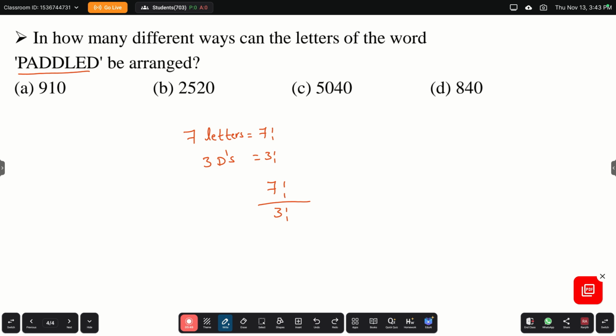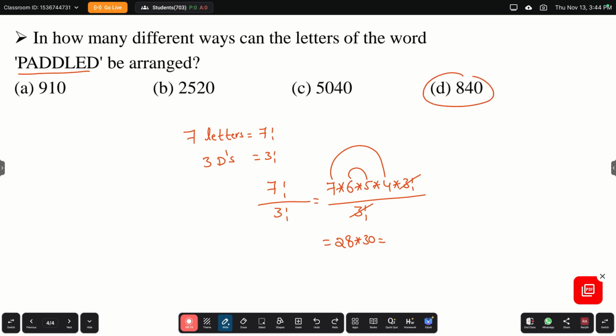Okay. In the sense, we need to check the total answer: 7 into 6 into 5 into 4 into 3 factorial, where 3 factorial is cancelled. So 6 5s are 30. 30 into 7 into 4, 28. 28 into 30 is equivalent to 840. 28 into 30 equal to 840.